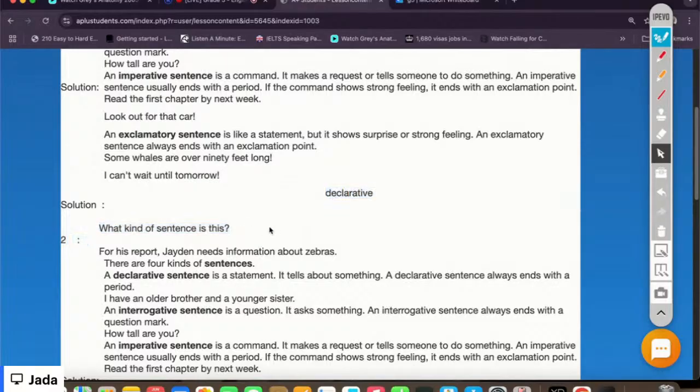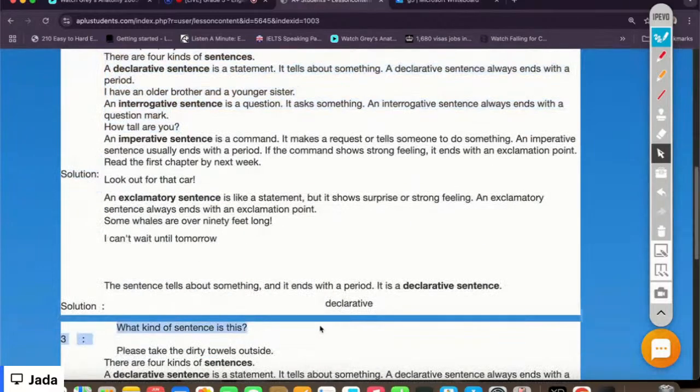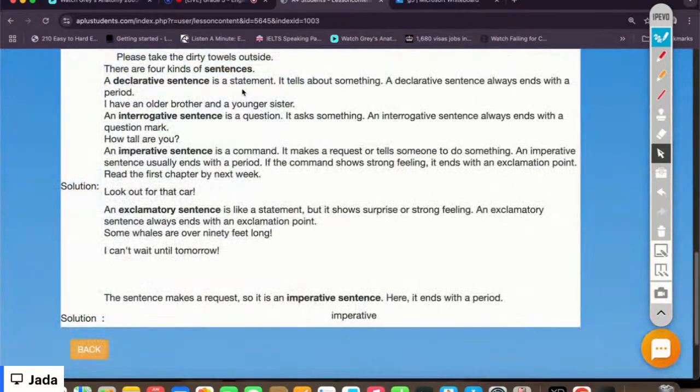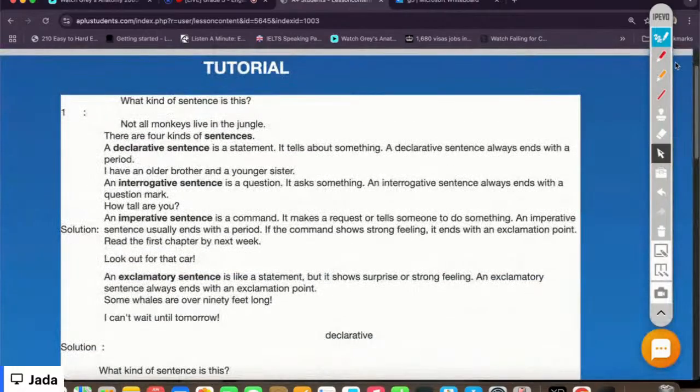Alright, what kind of sentence is this? For his report, Jaden needs information about zebras. This is also declarative, okay, because it's telling us about something. Then take the dirty towels outside. Now, this is an imperative sentence because it's making a request and it ends with a period. Okay?